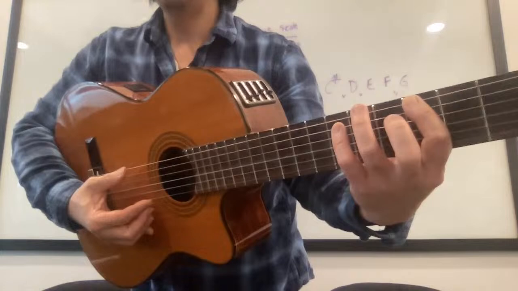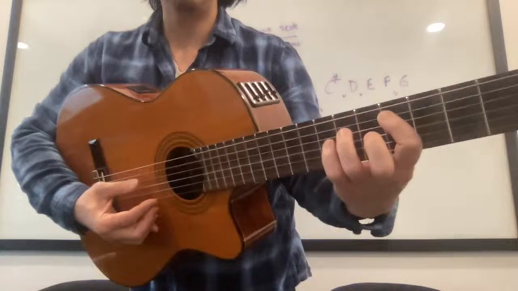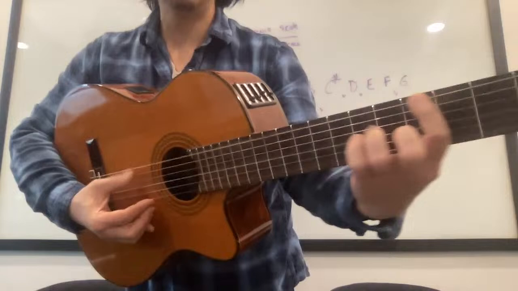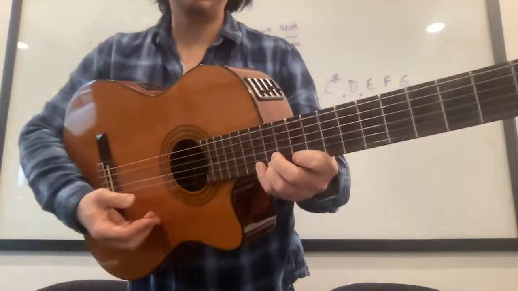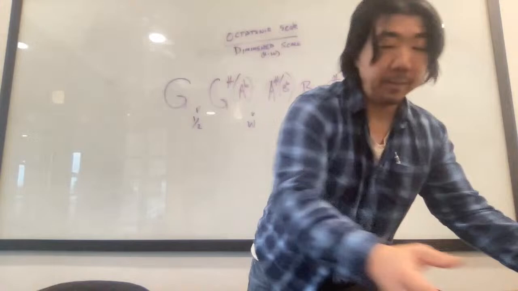So notice I'm sliding my first finger like this. Okay, now we're going to go to C sharp, which is a tritone from G. Do the same formula. Half step, whole step, half step. And that's it, before it repeats. That's an eight note scale. So we have this. We can take it up through the octaves. That's the easiest fingering to show you that scale. And that's called the octatonic scale, half whole diminished scale.